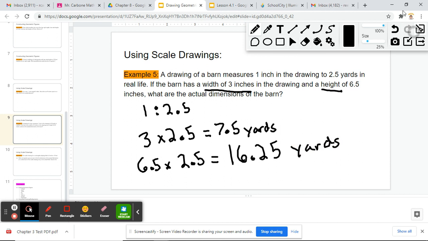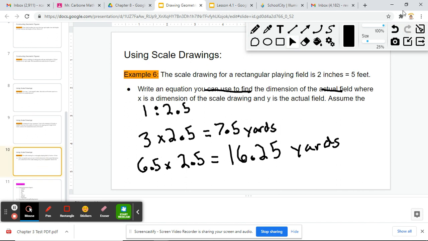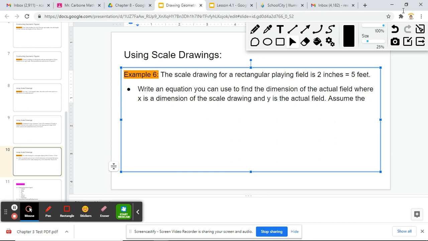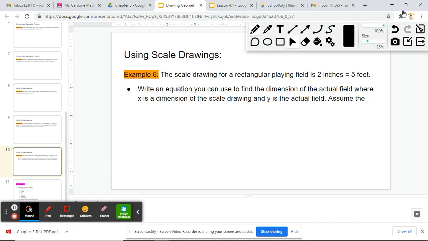Alrighty, we got one more example for us here. So let's finish it up strong. The scale drawing for a rectangular playing field is 2 inches equals 5 feet. Write an equation you can use to find the dimensions of the actual field, where x is a dimension of the scale drawing and y is the actual field. I must have forgot to finish typing that one there. All right, so our y is our actual field, right? So I'm going to start with y equals. Now, our x is the dimension of our scale drawing, right?